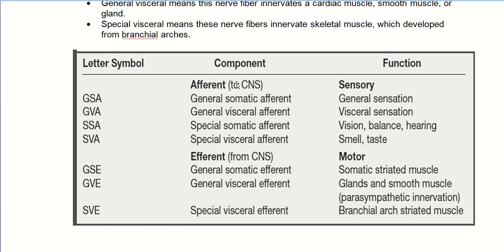Afferent or sensory nerve carries four functional components: general somatic, general visceral, special somatic, special visceral. And motor nerve: general somatic, general visceral, special visceral.